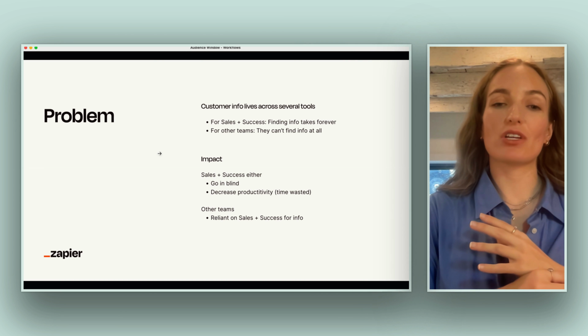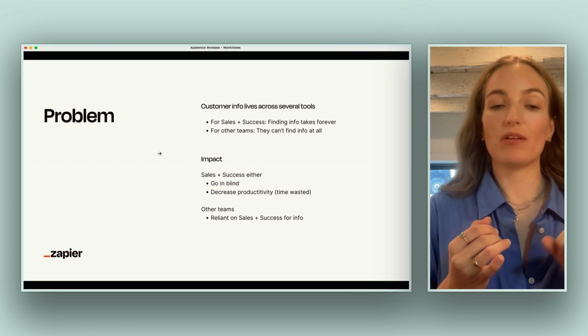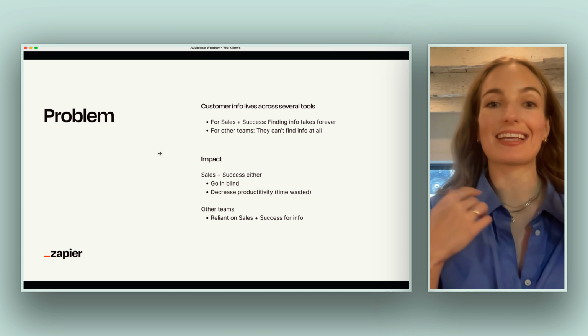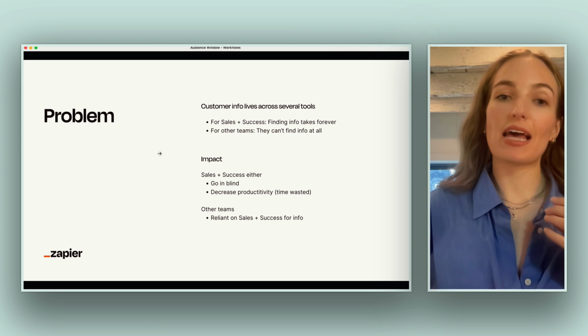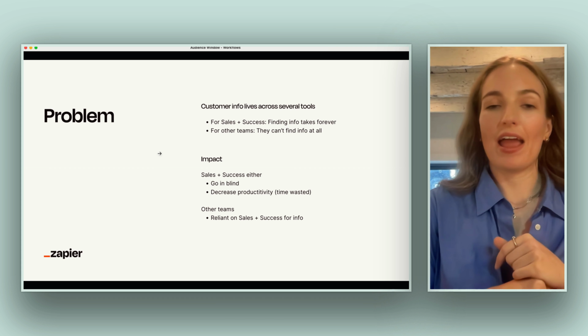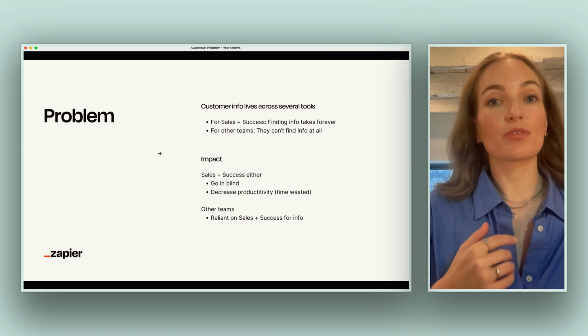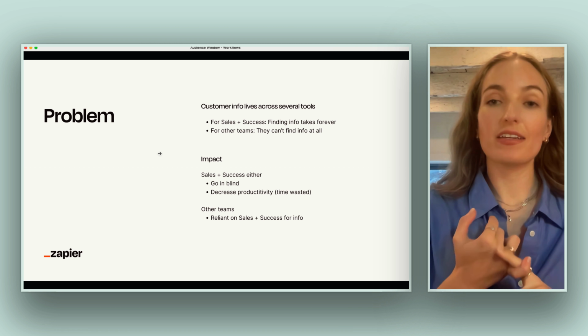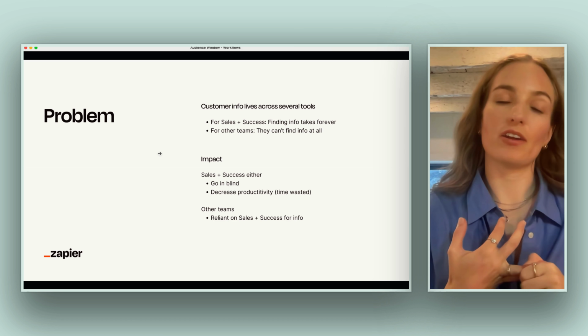Customer info lives across several tools. We use Looker, Vitally, HubSpot, FullStory, Zendesk, etc. For our sales and success teams, that means that pre-call, they were spending ages trying to find the right info. And for other teams, like our user research team, for example, they couldn't find that info at all, either because they didn't have access to the right systems or they just didn't know where to find it.